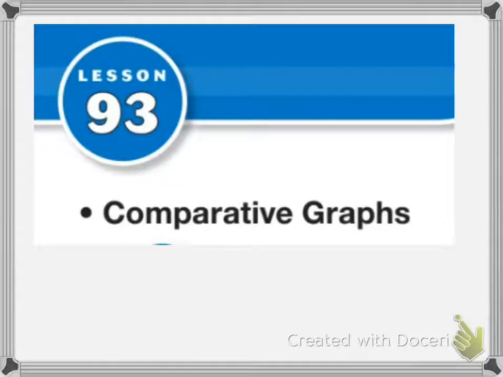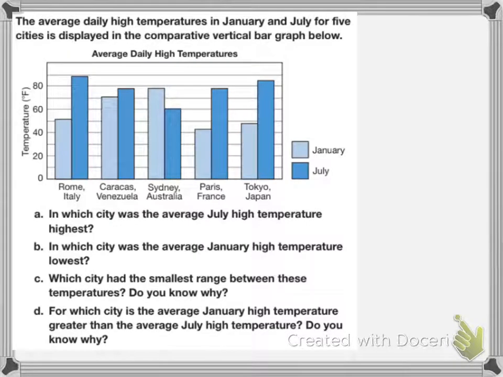Lesson 93 is on comparative graphs. A comparative graph can be used to display two or more sets of related data. On this problem, we have the average daily high temperatures in January and July for 5 cities displayed in this comparative vertical bar graph below.